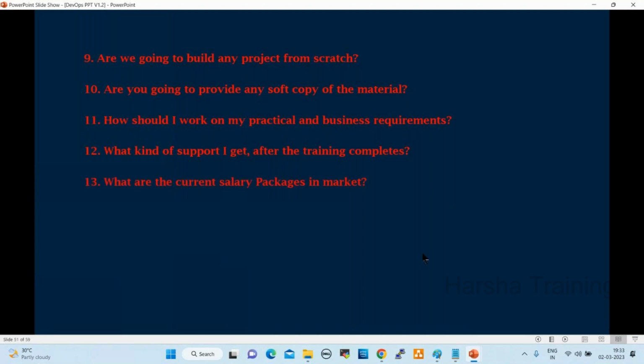Next one, last one, which is what are the current salary packages in the market? This is very important. So normal developers, testers, admin salary, on an average, I'm not talking about exact salary. A person having 2 years experience gets a 4 lakh package. A person having 3 years experience gets a 6 lakh package. That is on an average for developers, testers, and admins.